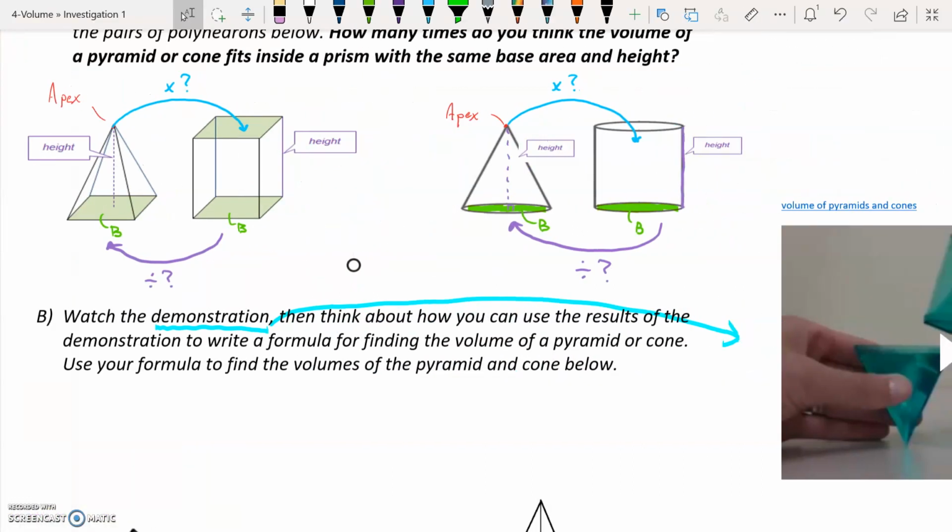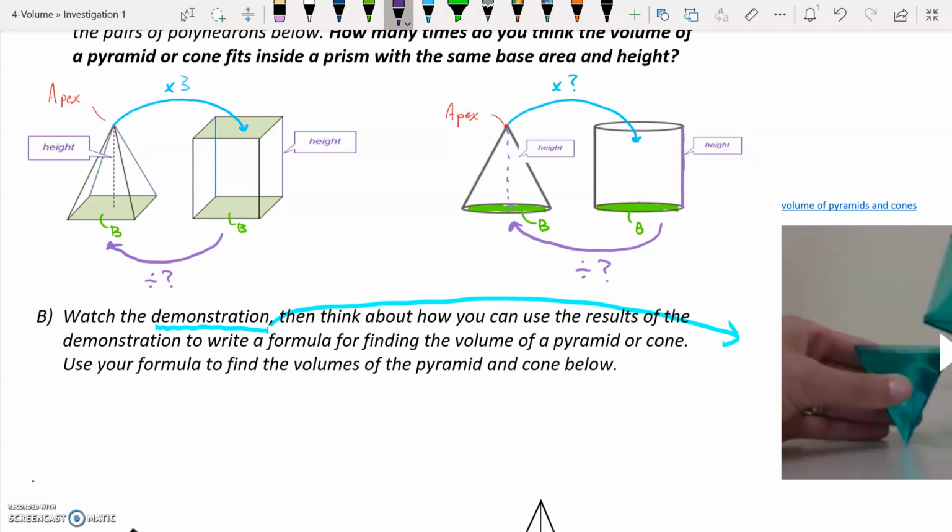Right, so hopefully you noticed from the demonstration video that if you have a pyramid and a prism with the same base and the same height, three of those pyramids will fit inside the prism with the same base and height. There's a couple ways we could describe that. We could say you could do times three. So if you knew the volume of a pyramid and multiplied that by three, you'd have the volume of a prism that has the same base area and height.